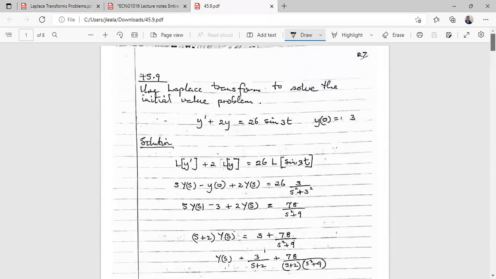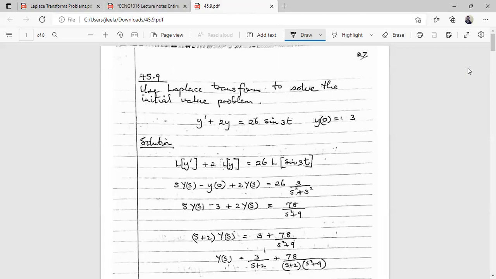So let's look at some further problems here. Use the Laplace transform to solve the initial value problem. So you have a first order differential equation here: y prime plus 2y is equal to 26 sine 3t, and your initial condition here is y(0) is 3.